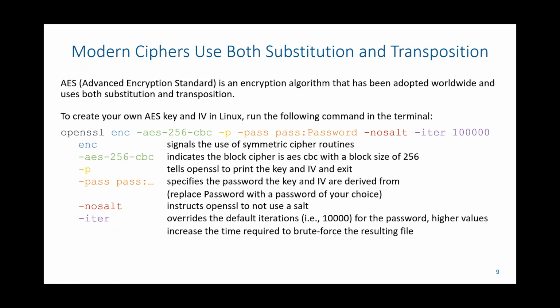You specify a password for the key. You can instruct it to use a salt or not use a salt. So in this case, this would not use a salt. And the iteration allows you to override the default iterations of 10,000. Higher values are going to increase the time that is required for a brute force attack on the resulting file. We will talk about brute force attacks in our access control video.